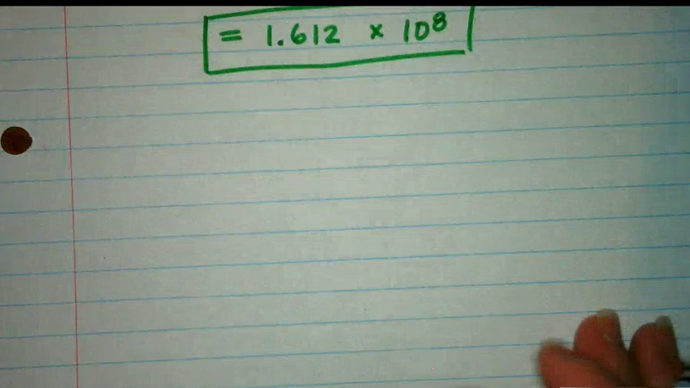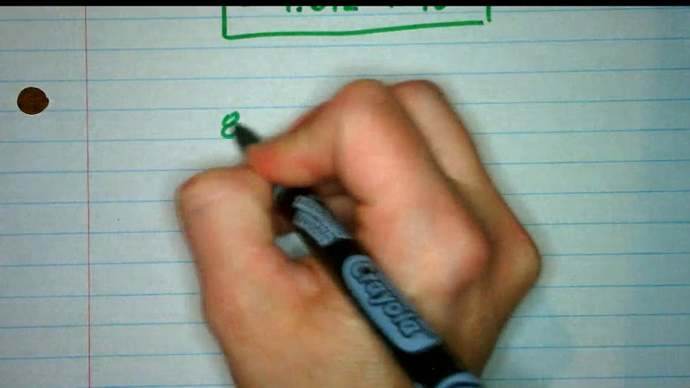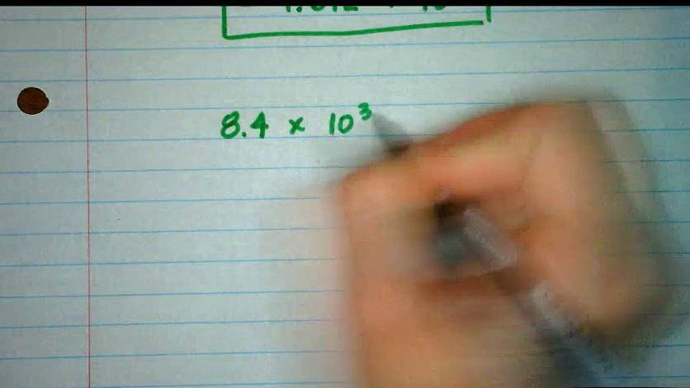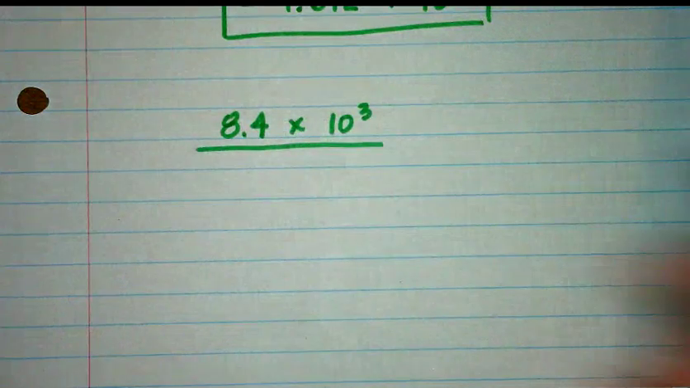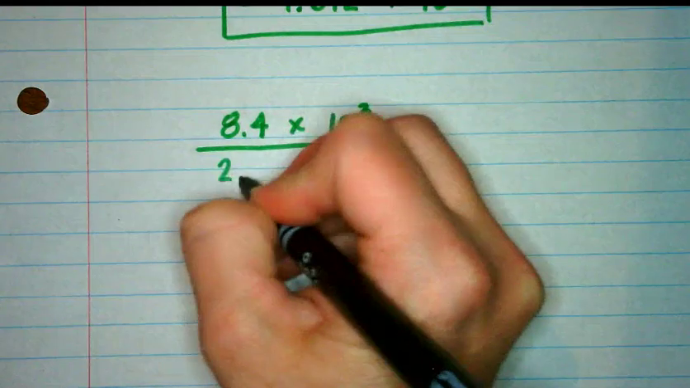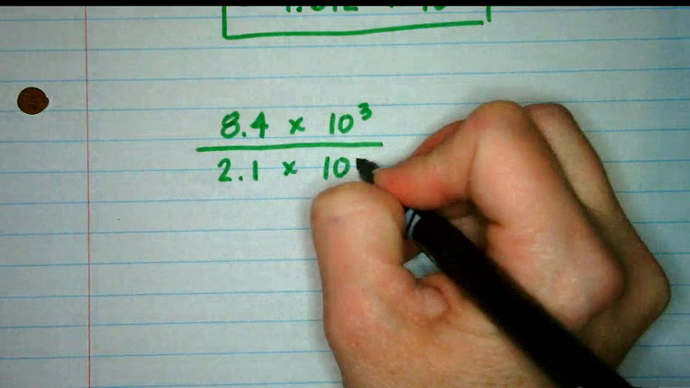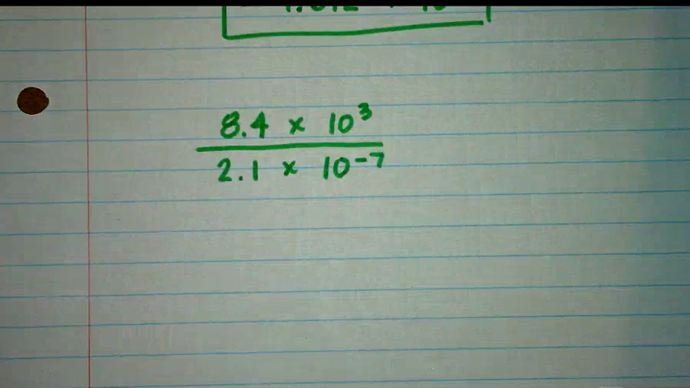Division is very similar, except we'll be dividing the numbers and subtracting the exponents. So let's say we have 8.4 times 10 to the third. And let's divide that by 2.1 times 10 to the negative 7th.